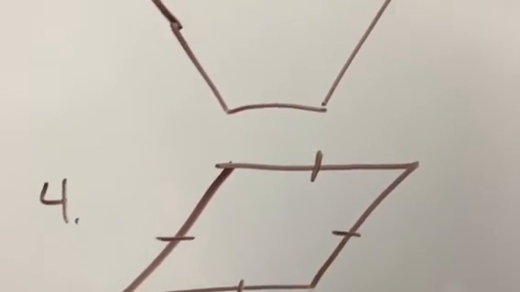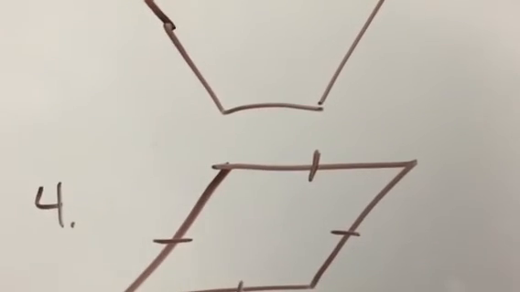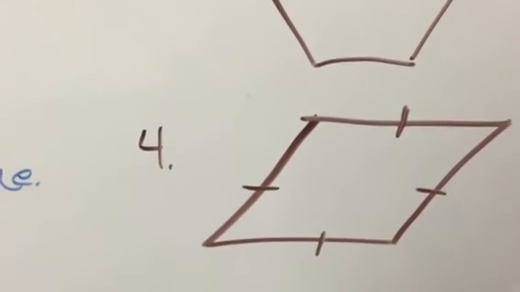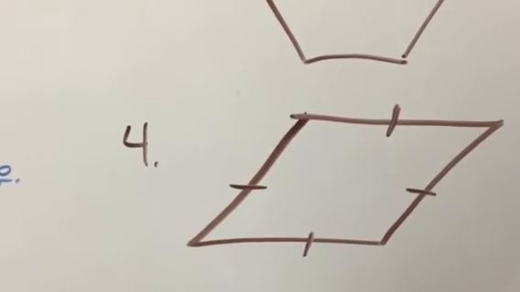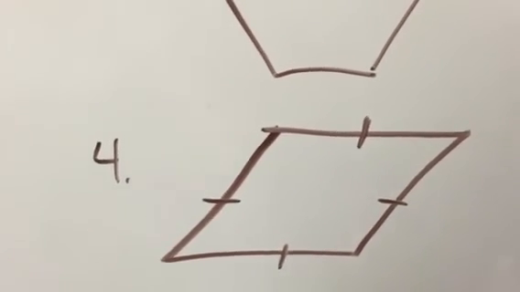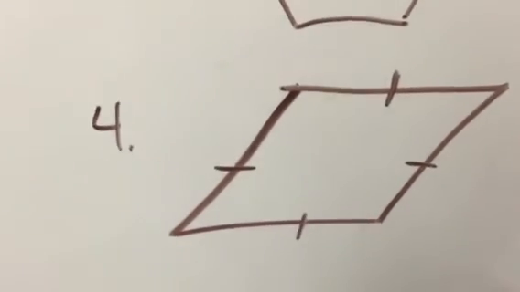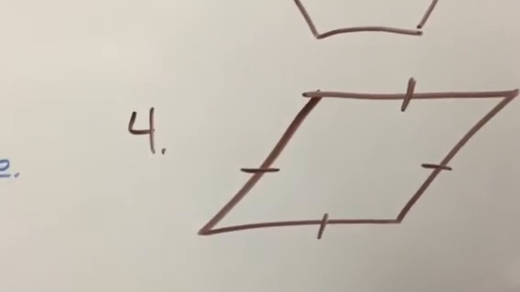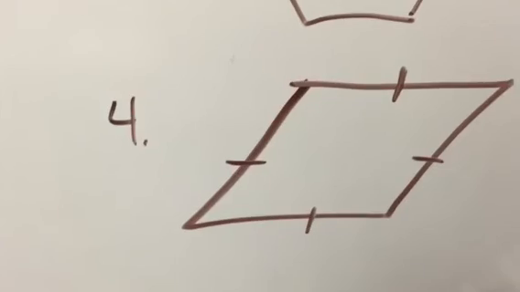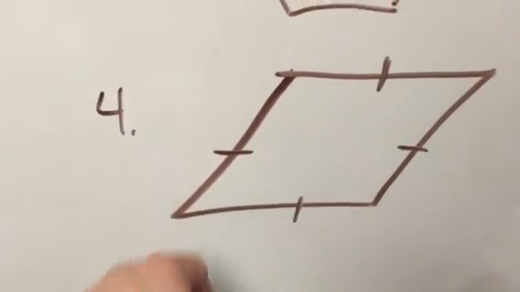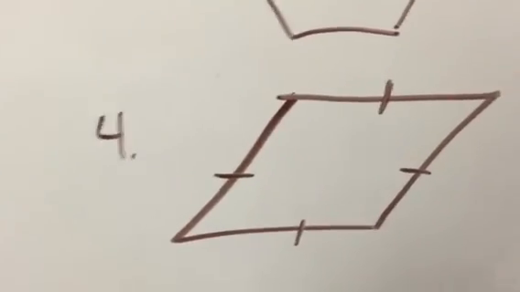Let's look at number 4. Okay, so we have parallel lines on the top and the bottom, and parallel lines on the sides. So we have, again, two sets of parallel lines. It could be a parallelogram, it could be a rectangle, a rhombus, or a square. All four sides are congruent, so that means it's going to be either a rhombus or a square. Which one could it be? Well, I know a square has 4 right angles, and this is clearly not a right angle there. So that's telling me that this is a rhombus.